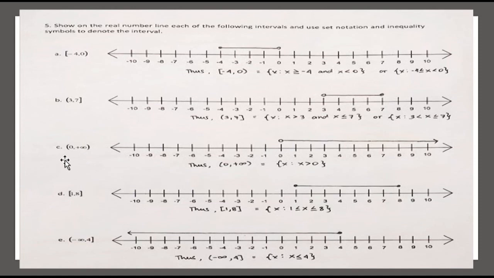Next, open ta ni 0 to positive infinity. So, open ni 0 to positive infinity. So, in set notation, x such that x is greater than 0. Ano lang ka simple. Next, close ta ni 1, comma, close po ta ni 8.